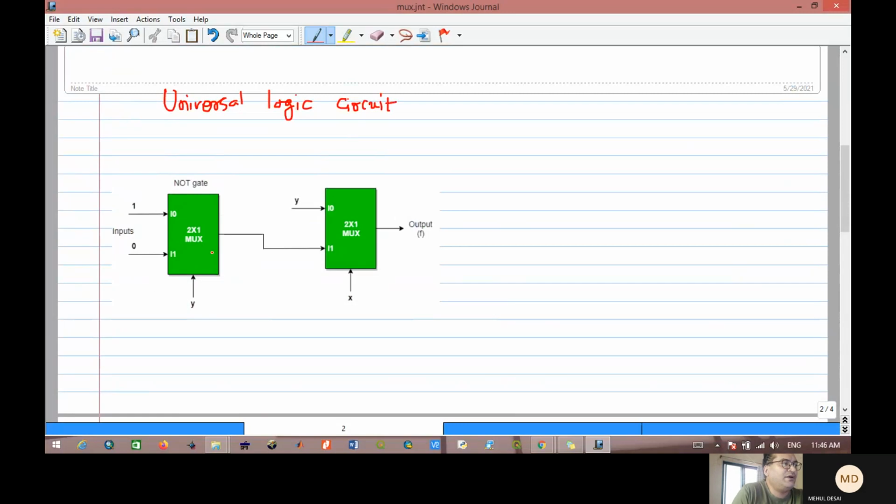So this is a 2x1 Mux: 2 inputs, 1 selection line, 1 output. Here also 2x1. Suppose we denote this one as Mux 1 and this one as Mux 2. Now for Mux 1, Y is the selection line and we get the output. Suppose we assume that the output is A. So when Y equals 0, the selection line selects the I0 input, and it is nothing but 1. And when Y is equal to 1, then I1 is selected and its output is 0.